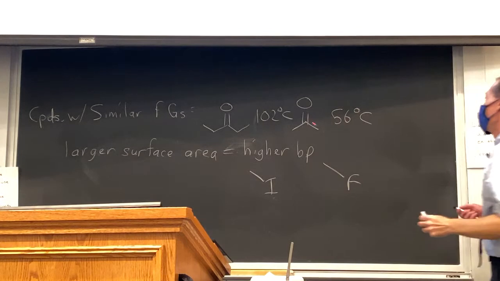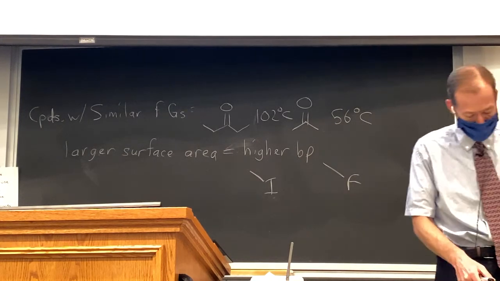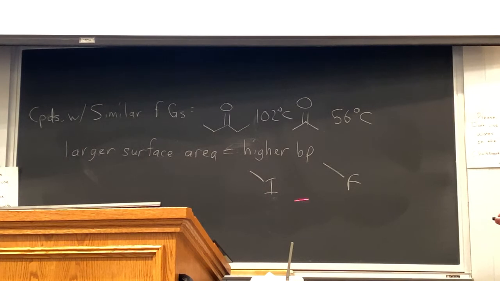So the compound on the right is called acetone, a very commonly used organic compound. Boiling point of 56. The one on the left would be called 3-propanone, boiling point of 102. That difference is attributed to the stronger van der Waals forces caused by the higher surface area. Okay? Let's look at the example right below.